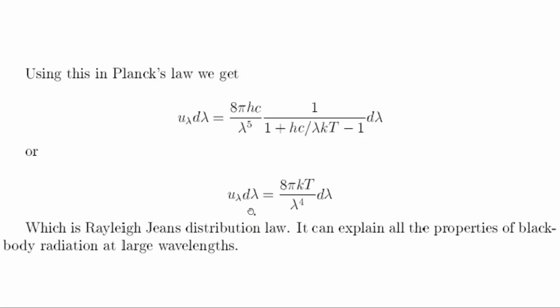Therefore, we have u lambda d lambda is equal to 8 pi kT by lambda power 4 into d lambda, which is the required Rayleigh Jeans distribution law. It can explain all the properties of blackbody radiation at longer wavelength region.